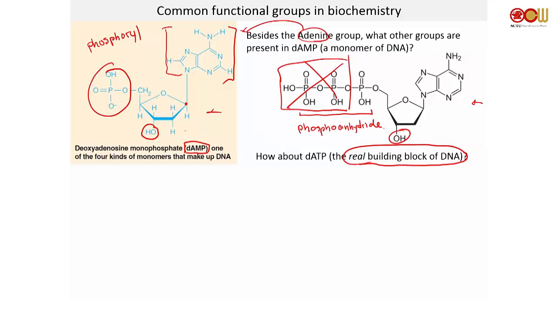And why is it the true monomer? It's because phosphoanhydride has a lot of energy inside. So when you break these two away, it has a negative delta G. So it makes the reaction go faster. Actually, not faster, but it makes the reaction able to occur.